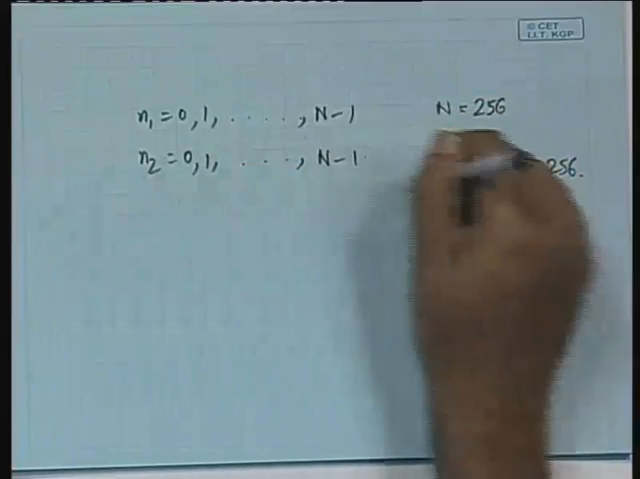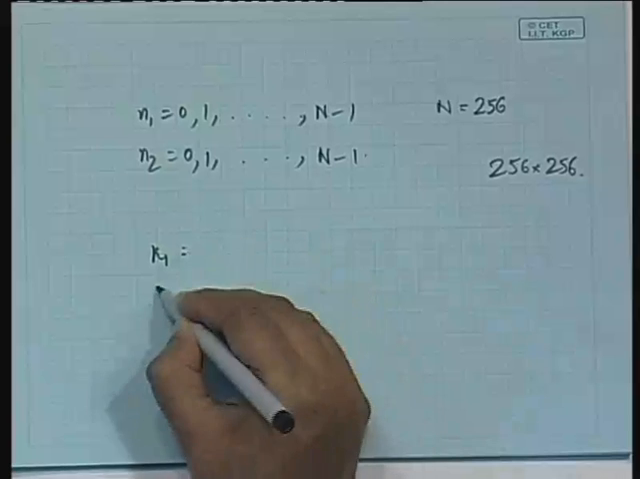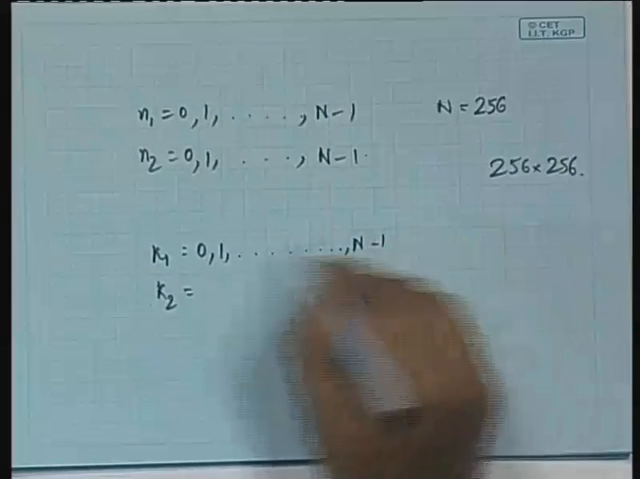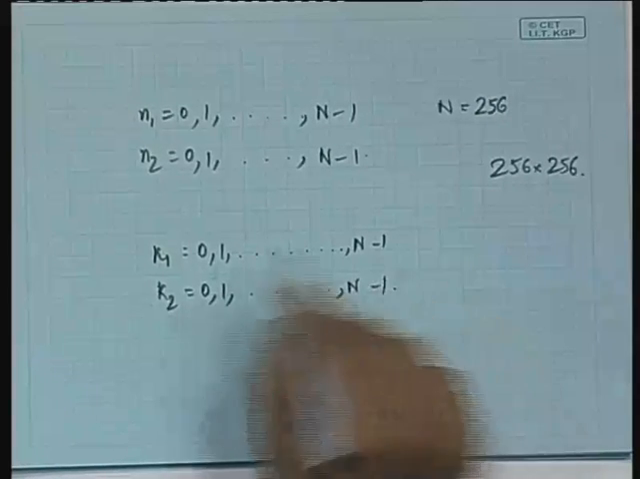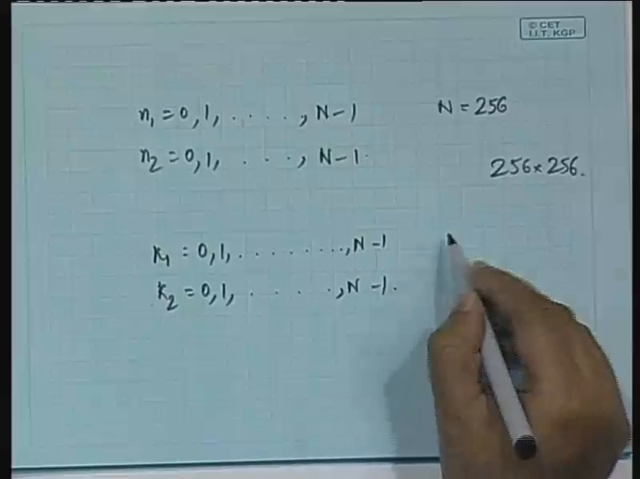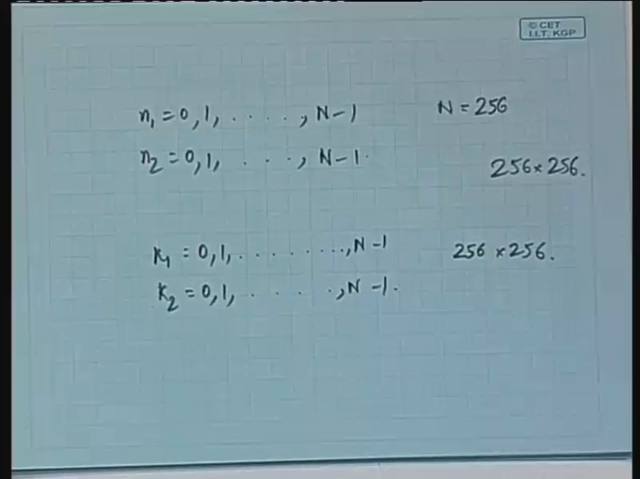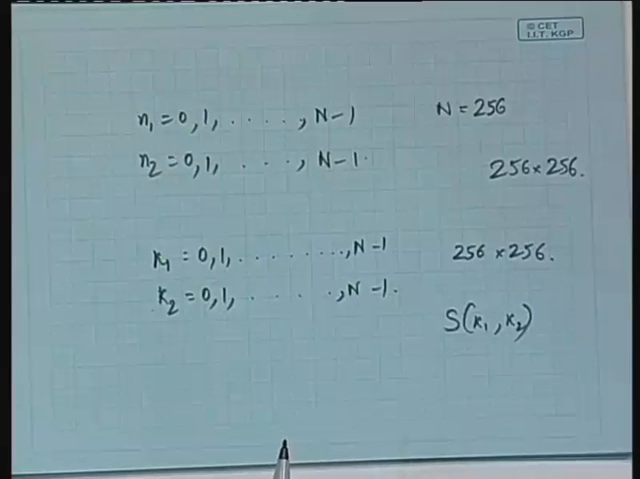Now, when this is the image size and you are taking a transformation, all the unitary transformations that we can take lead to the fact that even in the transform domain, the indices k1 and k2 also vary from 0 to n minus 1. Which means that in the k1 k2 space also we are going to have a 256 by 256 array, in other words 64,000 coefficients.